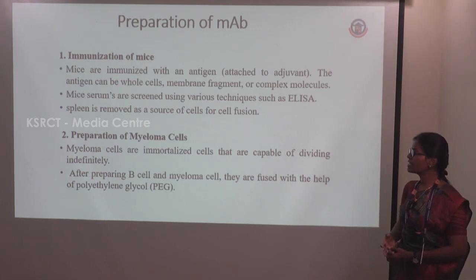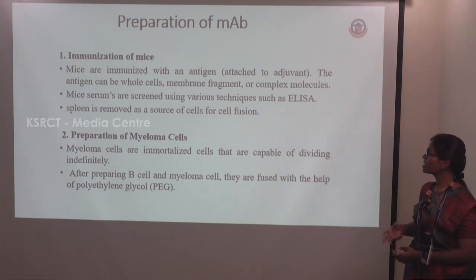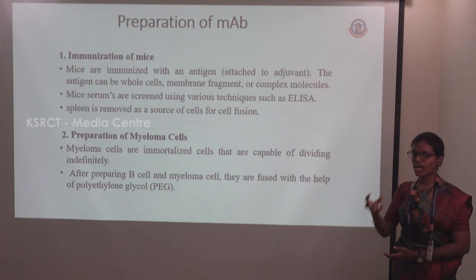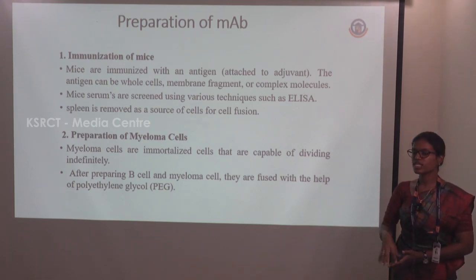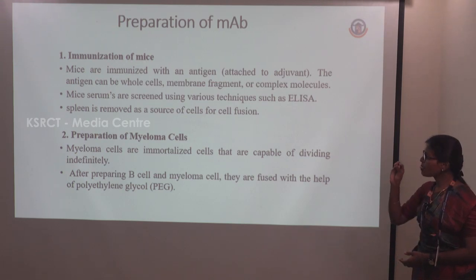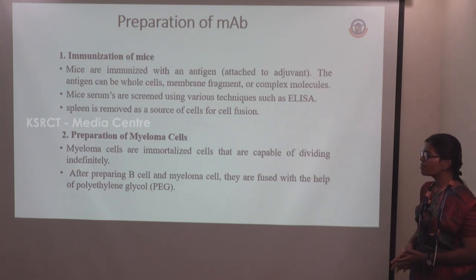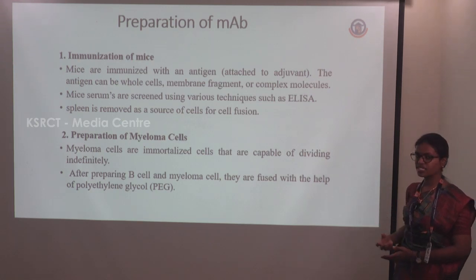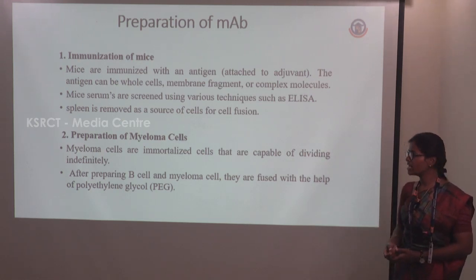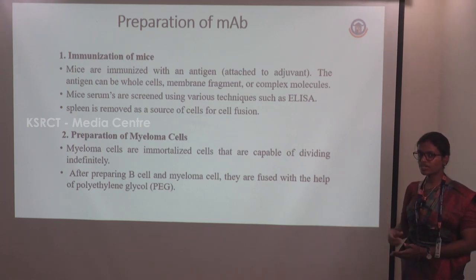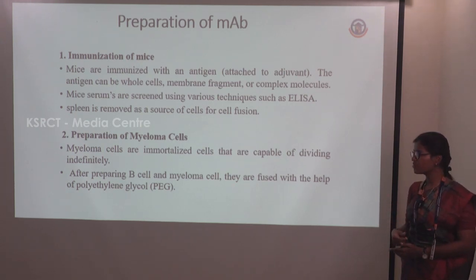Immunization of mice. Mice are immunized with antigen attached to an adjuvant. Adjuvant is a carrier molecule which helps carry the antigen inside the mice. The antigen can be whole cells, membrane fragments, or complex molecules. It can be in any of these forms. Mouse serum is screened using various techniques such as ELISA. At the initial stage itself, we are doing some techniques, and the spleen is removed as a source of cells for fusion. From that spleen only, we are taking the B cells for the production.